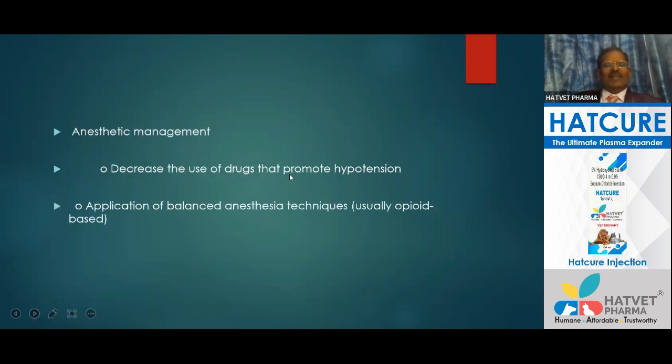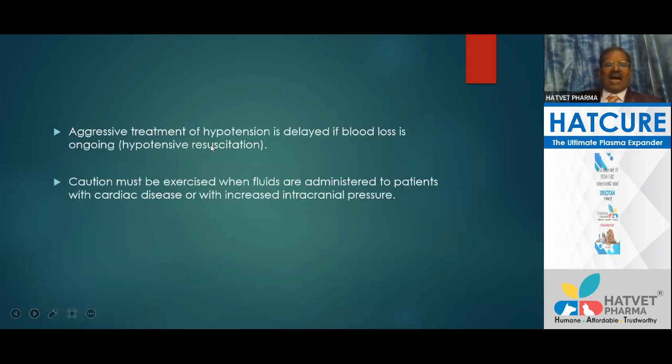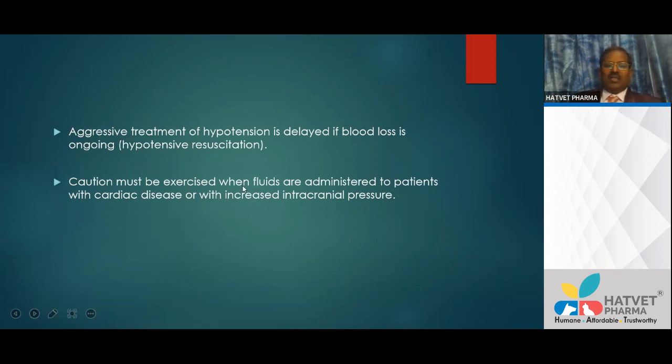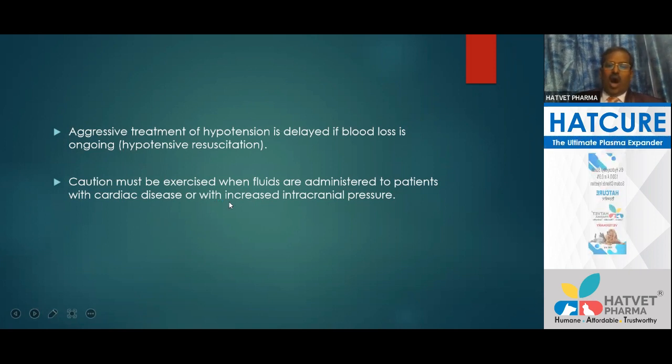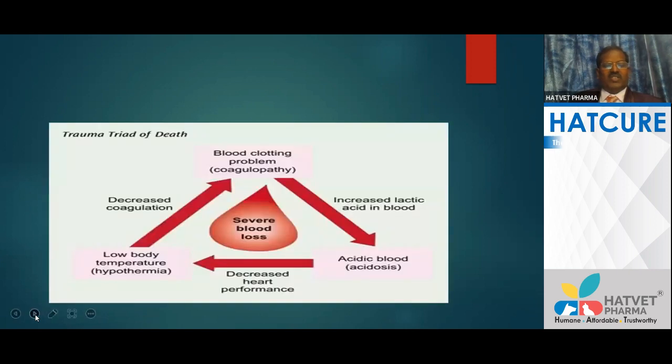Anesthetic management: decrease the use of drugs that cause hypotension. Application of balanced anesthesia techniques, usually opioid based, is also important. Aggressive treatment of hypotension is delayed if blood loss is ongoing. Caution must be exercised when fluids are administered to patients with cardiac disease or increased intracranial pressure. You need to be cautious with cardiac patients or patients with increased intracranial pressure.